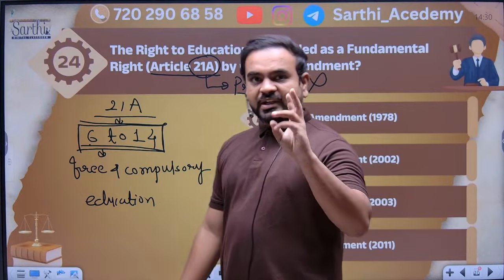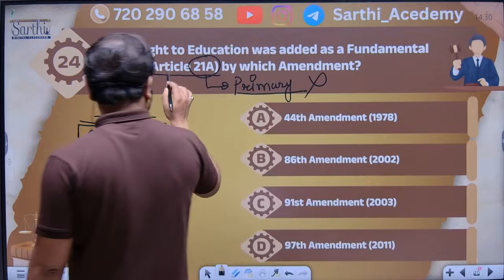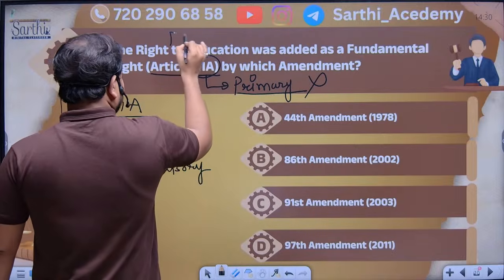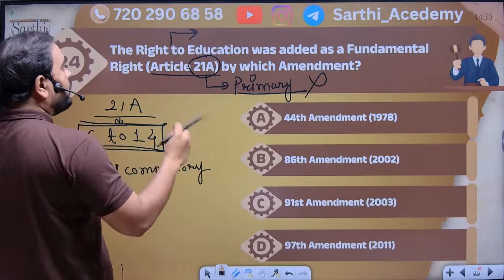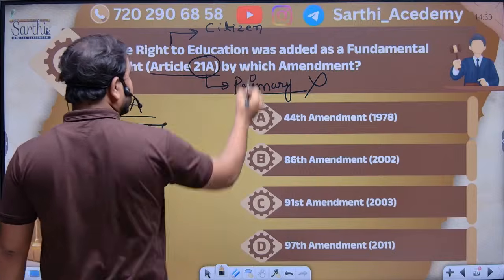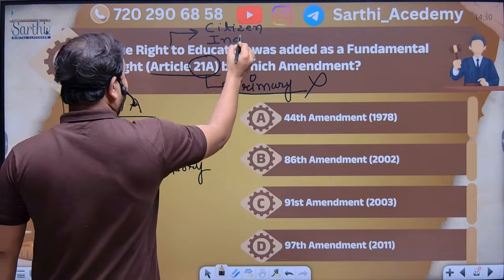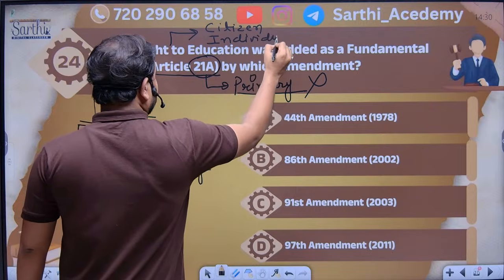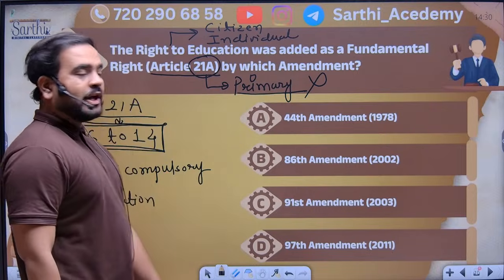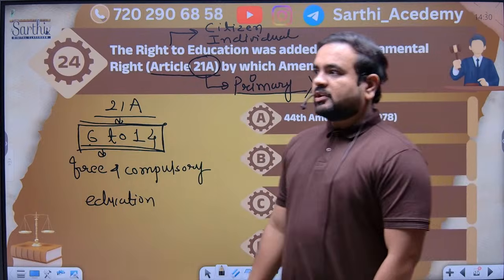Now second question. Second is a very important question. I just want to ask you, please answer, free and compulsory education is available for whom? Available for Indian citizens, or is it available to all individuals? Please answer. Who is this free and compulsory education for? Is it for the citizen of India or is it for everybody?